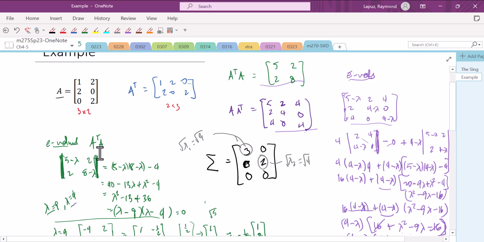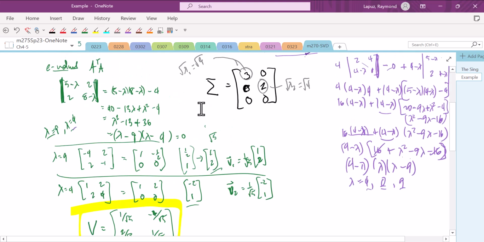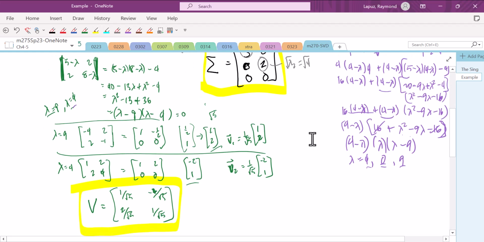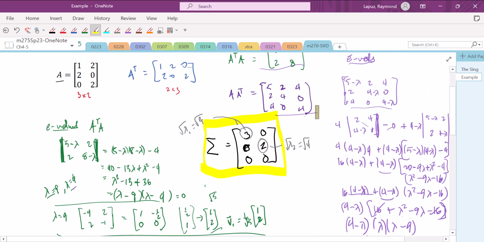Now we have V. Let's circle this. And then we have sigma. We have sigma, we have V, and now we need to find U. So U will have to be a 3 by 3 matrix, and it would be the eigenvectors of this matrix that we found, A times A transpose. That's one way to find it.